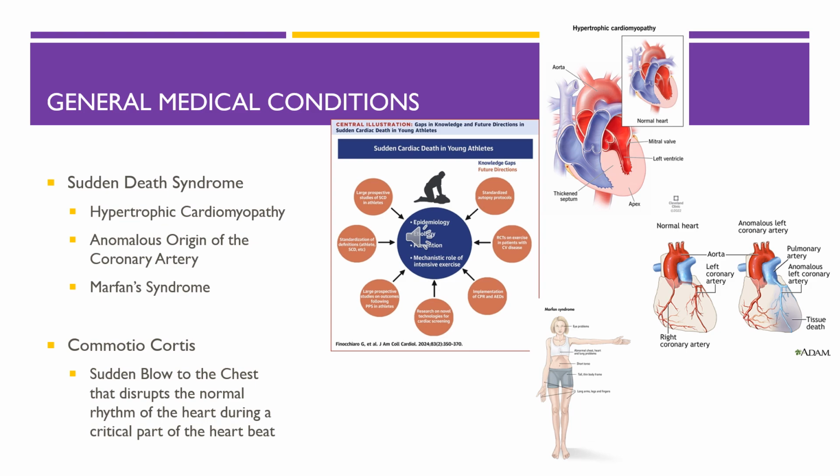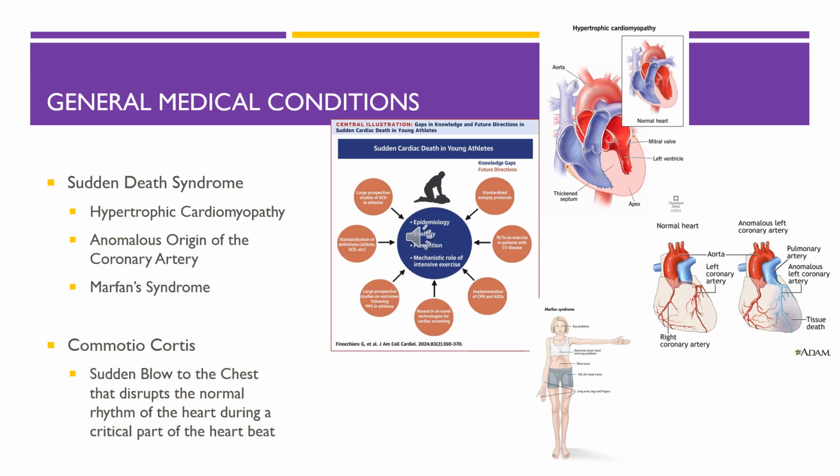Another cause of sudden death in athletes is commotio cordis. This is extremely rare, but it's caused by an impact to the chest over the heart during a very crucial time during the heart's beat. This causes the heart to essentially become paralyzed and causes the individual to have immediate heart failure.